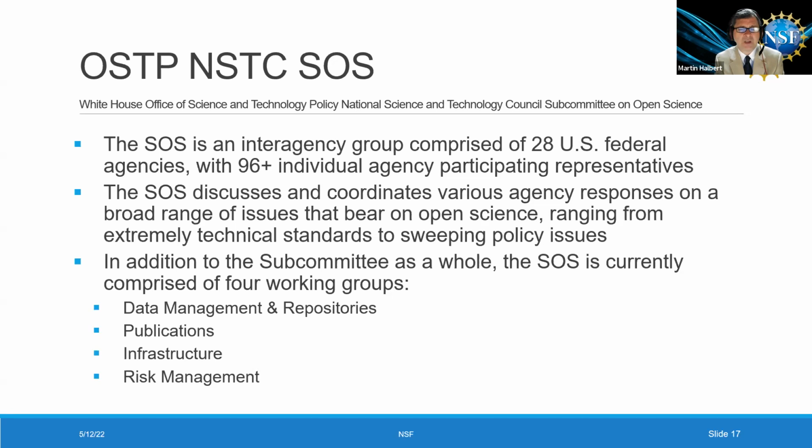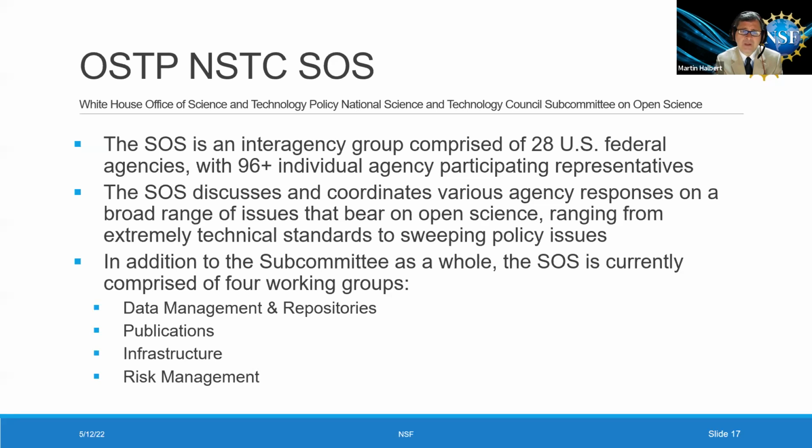In addition to the subcommittee as a whole, which does meet on a monthly basis, the SOS is currently comprised of 4 working groups, one on data management and repositories, one on publications, one on the range of other infrastructural issues that come into play in this space, and finally, one on risk management. I serve on all of those working groups, and I'm the co-chair of the first 2.